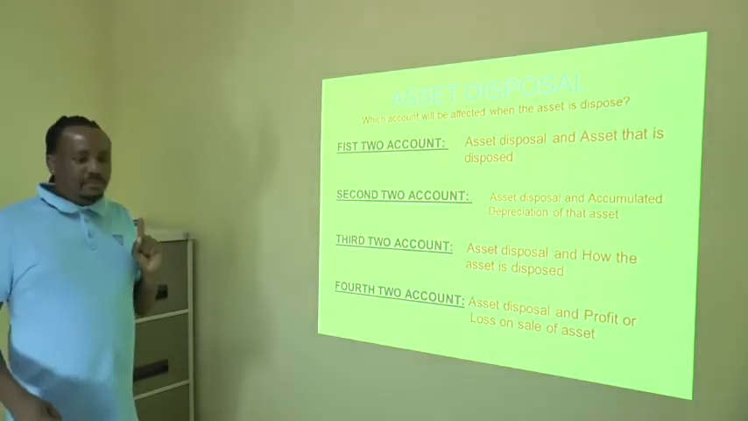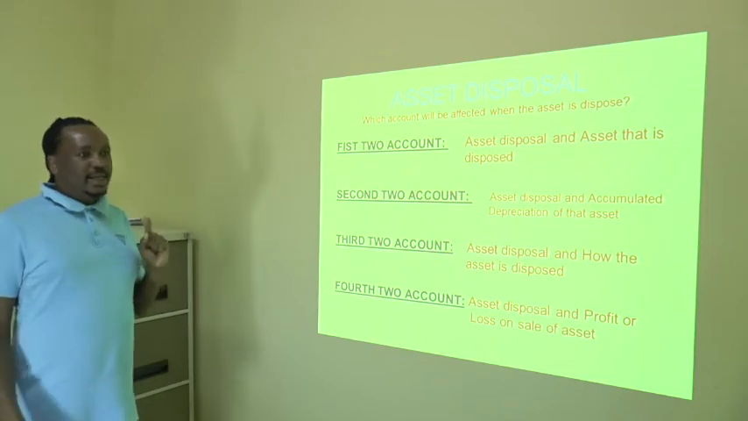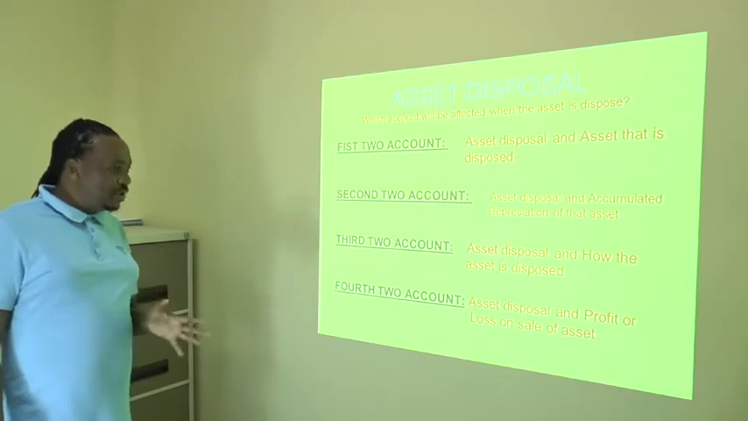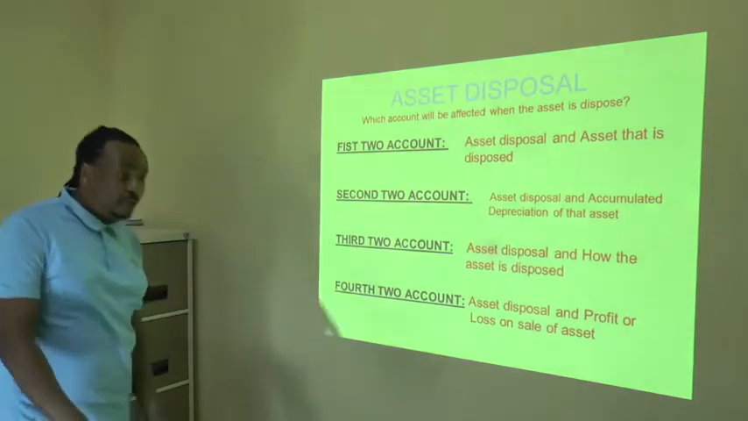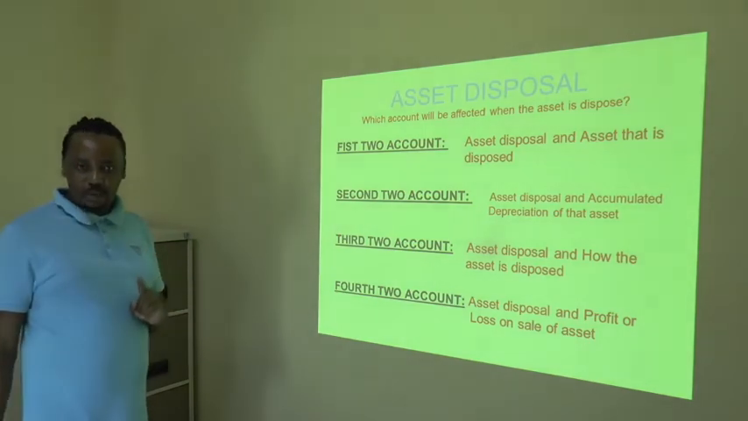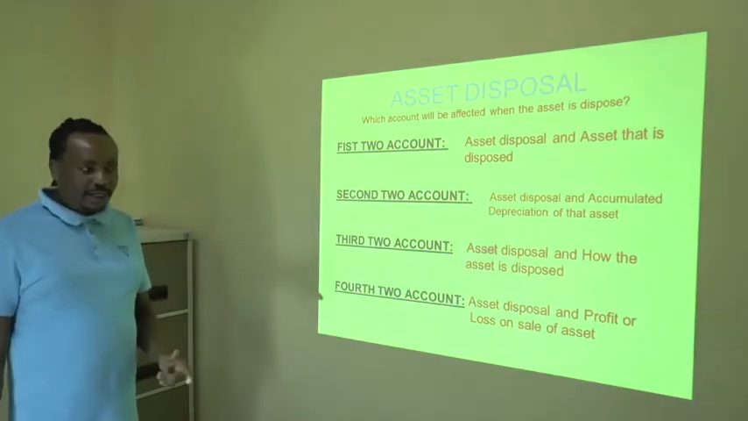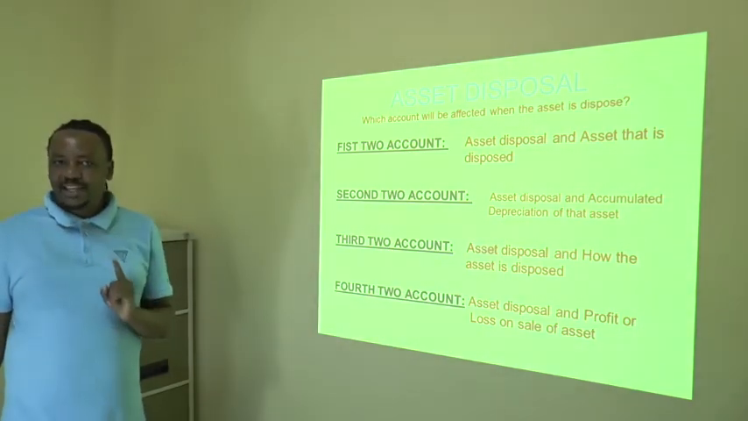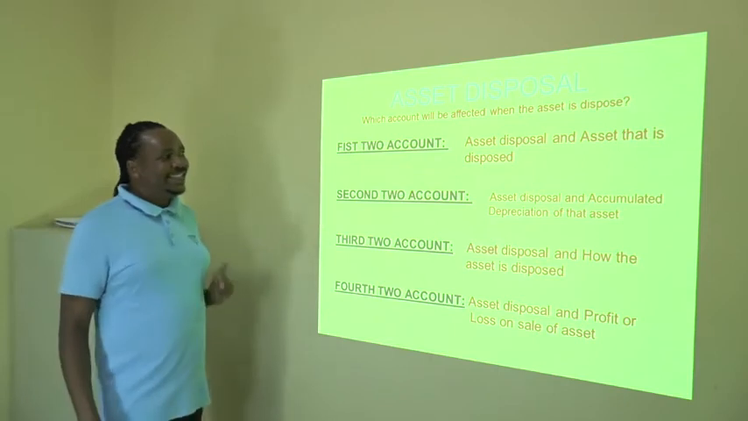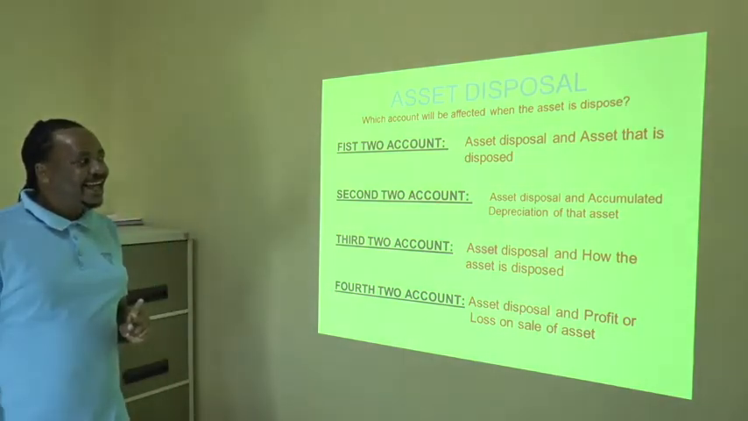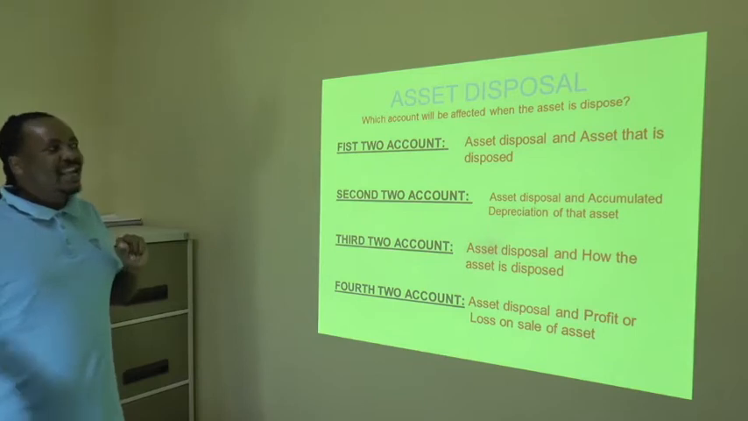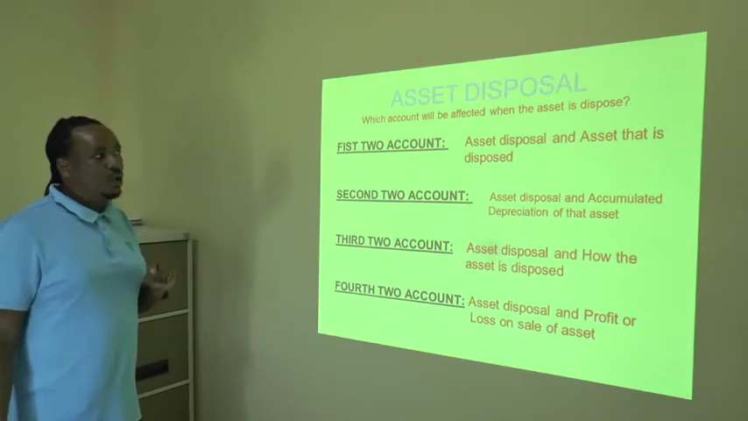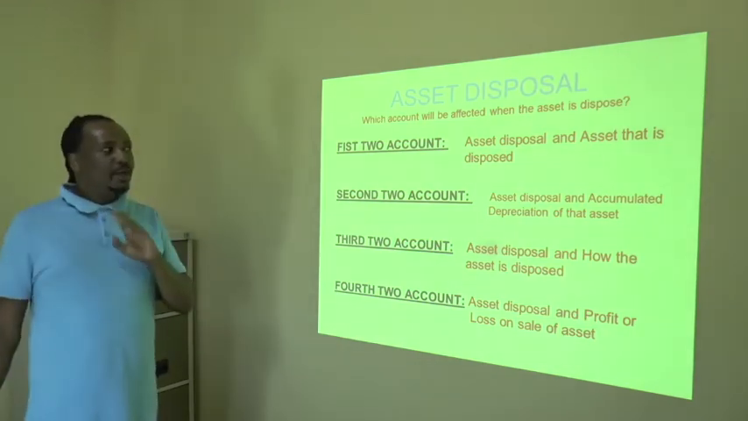Remember I said to dispose of an asset is when the asset is taken out from the books of the business. It's taken out from the business as well. That asset has been disposed of, either by selling an asset, donating an asset, or trading in. So, what are the first two accounts that will be affected if the asset has been disposed of? It's asset disposal and then the asset that has been disposed of. If it's the vehicle, it will be asset disposal and the vehicle. If we dispose of equipment, it will be asset disposal and the equipment.